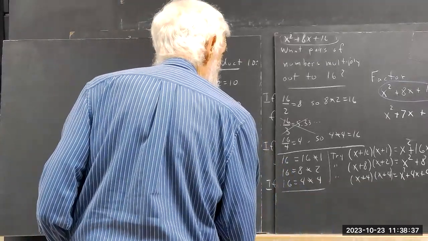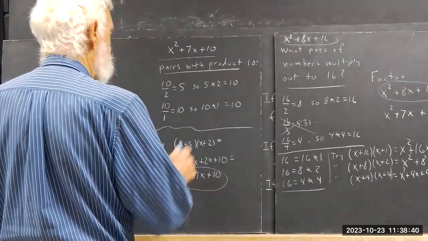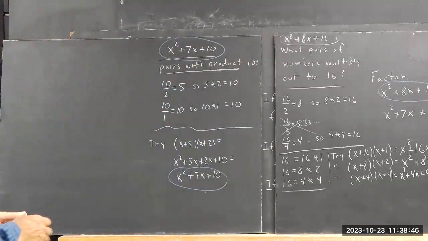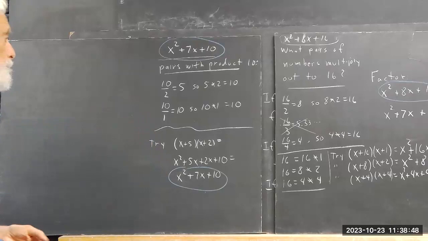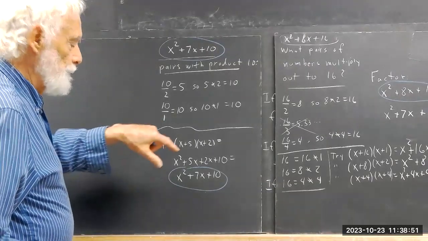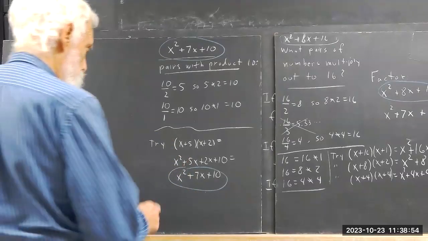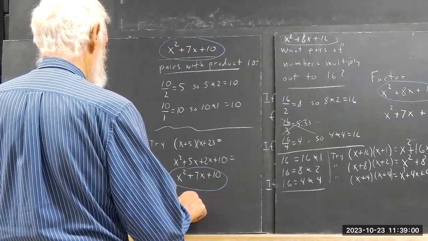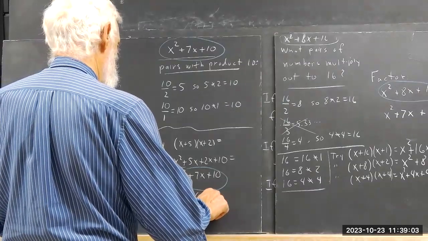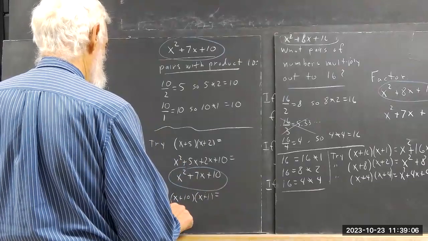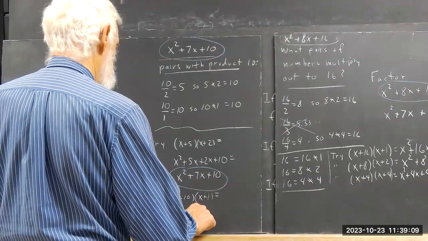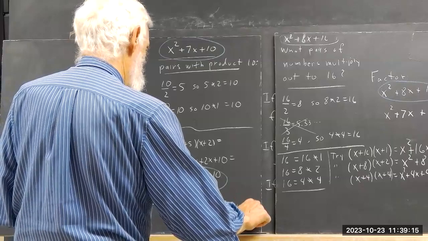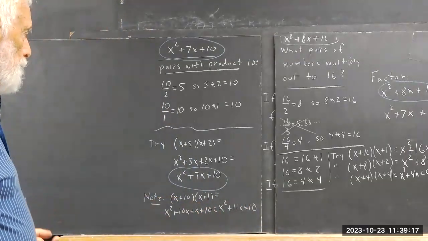So see that this does match what we're trying to get. So all that works out. We didn't have to try x plus 10 times x plus 1, but it gives us x squared plus 11x plus 10.